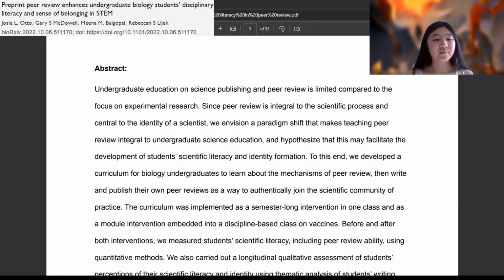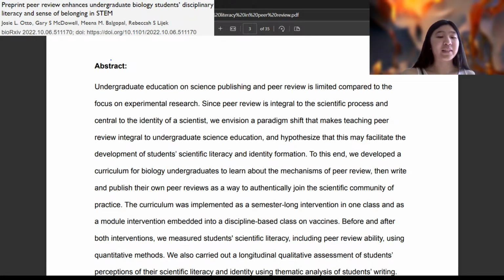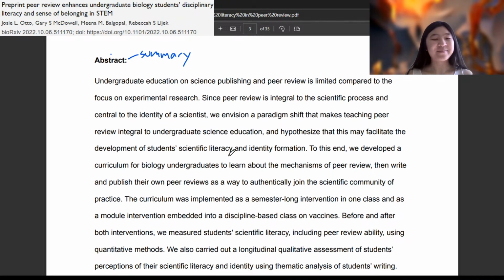Okay. So the abstract. The abstract of any research article is basically a summary of the research. I don't know why they use the word abstract. I really think summary is much easier to understand, but I don't make the rules.